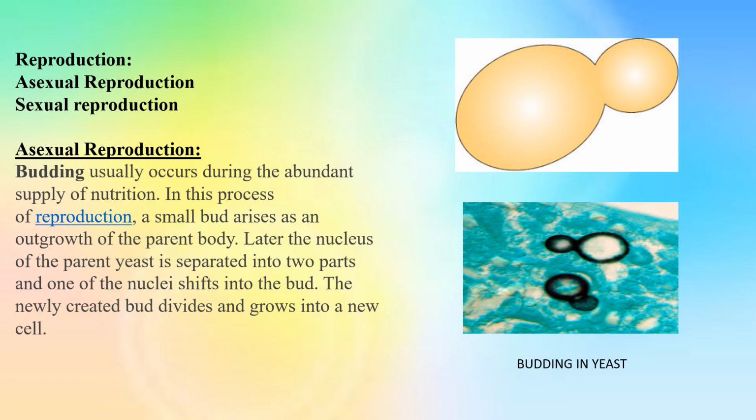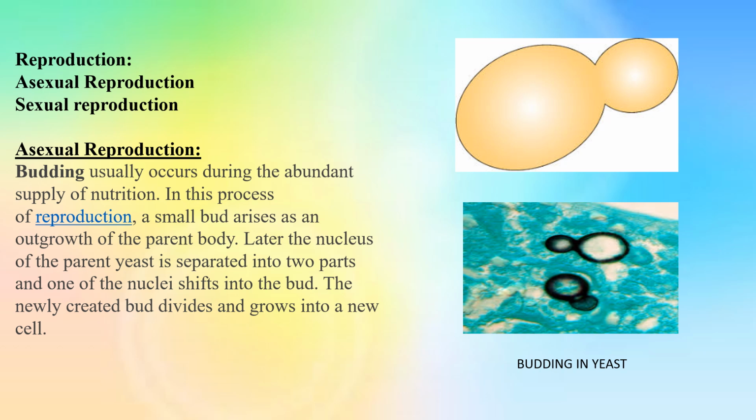Coming to the reproduction, there are two types: asexual reproduction and sexual reproduction. In asexual reproduction, budding is the most important thing. Budding usually occurs during an abundant supply of nutrients. In this process, a small bud arises as an outgrowth of the parent body. Later, the nucleus of the parent yeast is separated into two parts, and one of the nuclei shifts into the bud. The newly created bud divides and grows into a new cell.